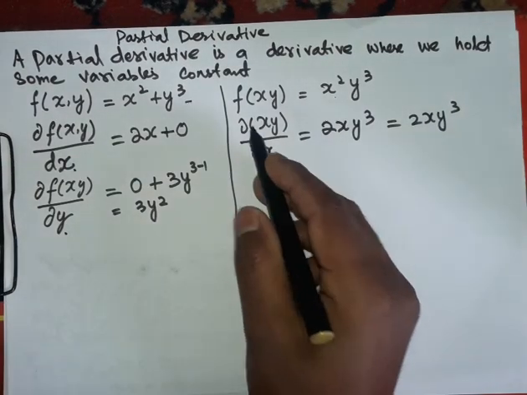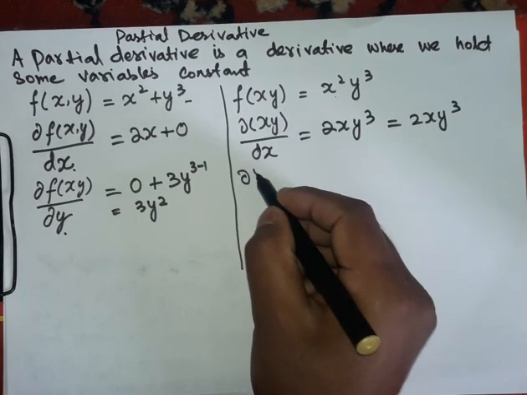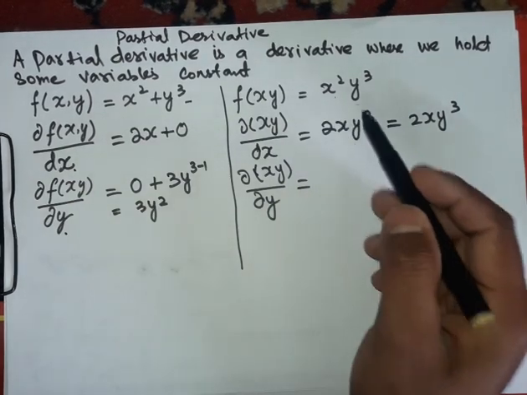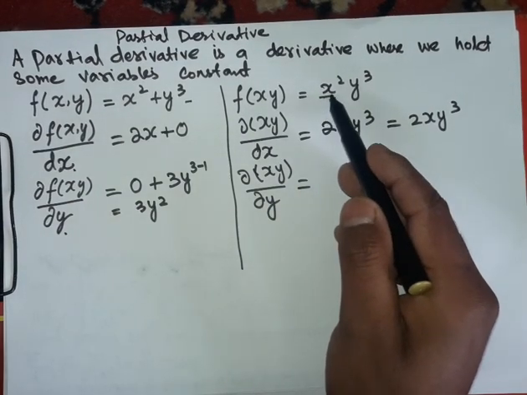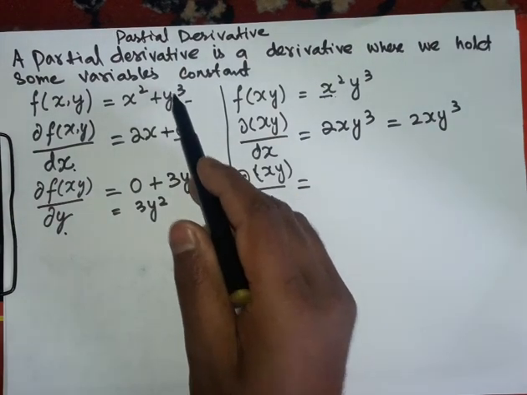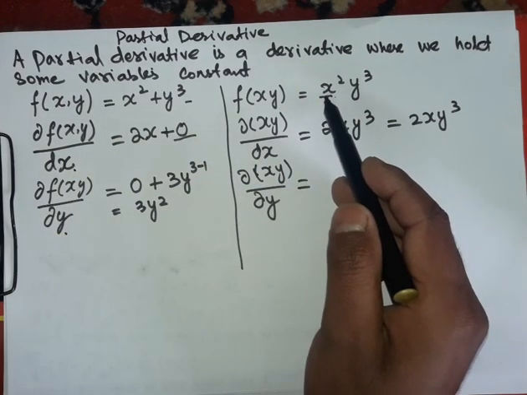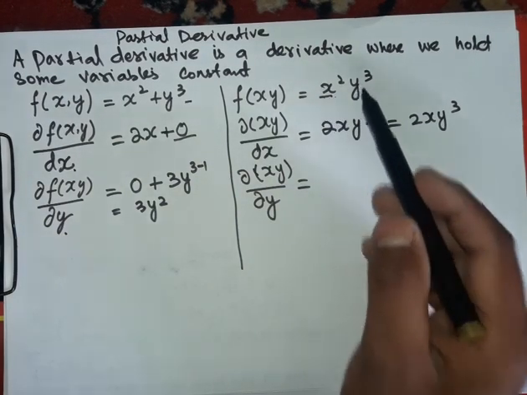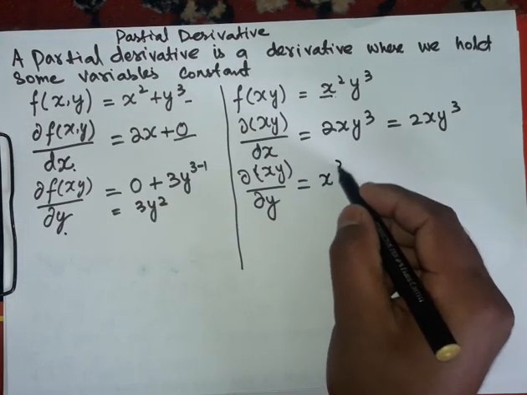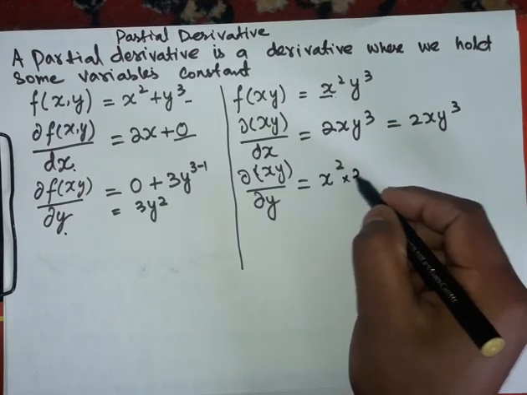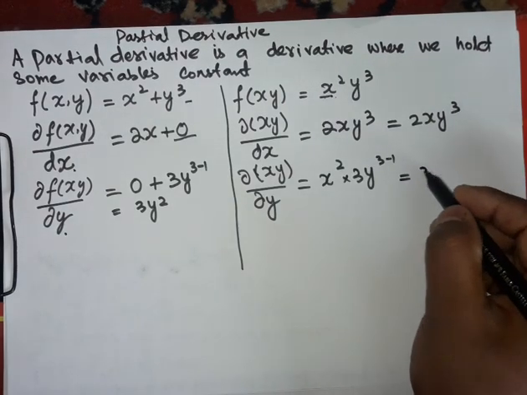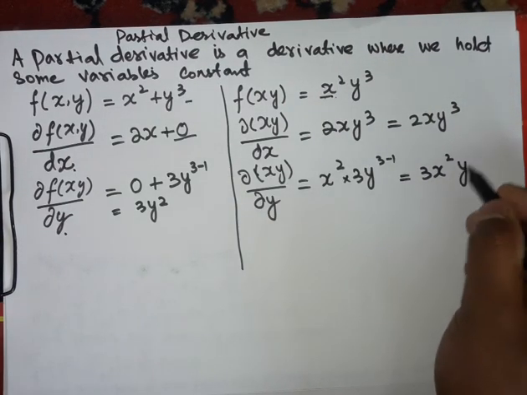Now if we take the partial derivative with respect to y, that will be df of x, y over dy. Here we are treating x square as a constant. One thing to be clear: it will not become 0, because it is the coefficient of y cube here. So we will write x square, and the derivative of y cube is 3y to the power 3 minus 1. So this will become 3x square y square.